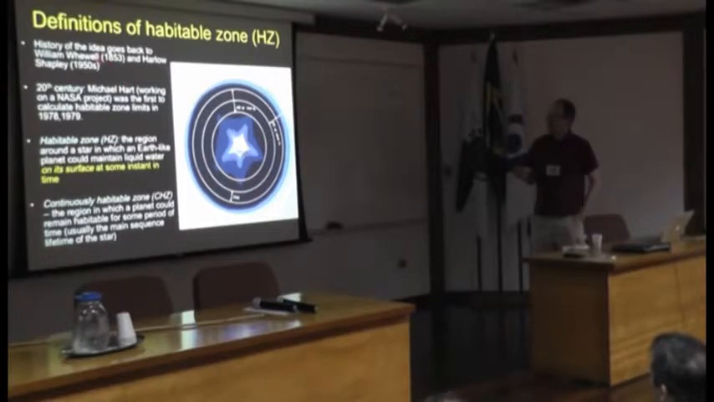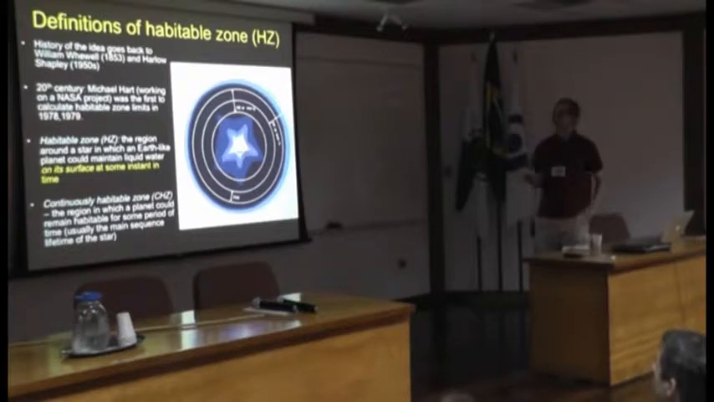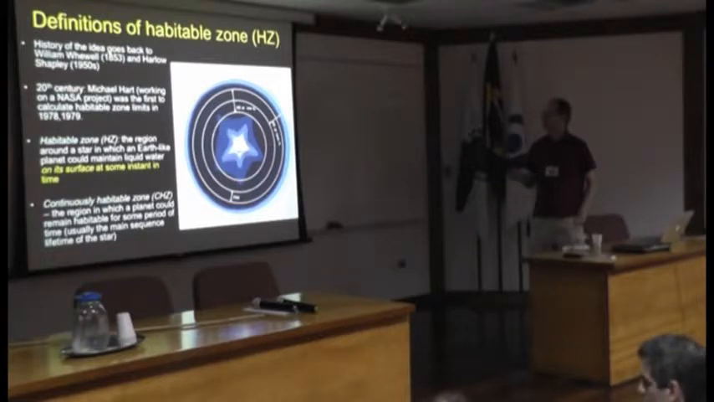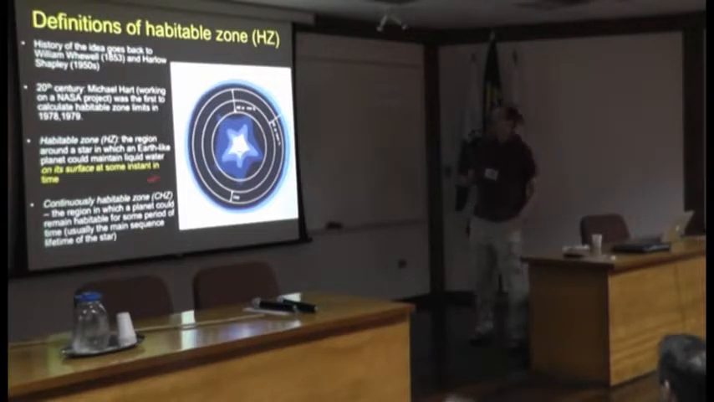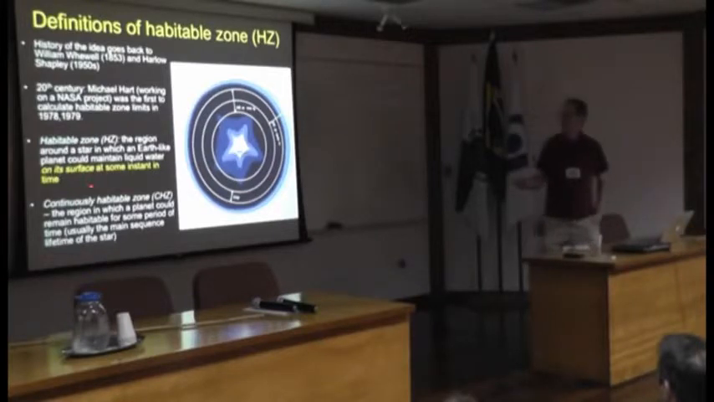But people didn't really try to put numbers on where this habitable zone was until the 1970s, when a scientist working on a NASA project, Michael Hart, tried to estimate where exactly the habitable zone is, so the distances where it's too hot and where it's too cold, the limits to this habitable zone. And then today we define the habitable zone as the region around a star in which an Earth-like planet could sustain liquid water on its surface at some instant in time.